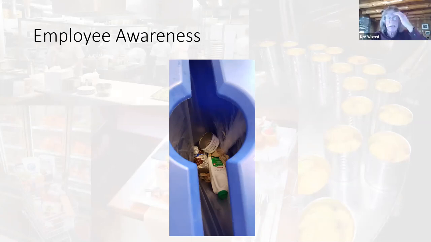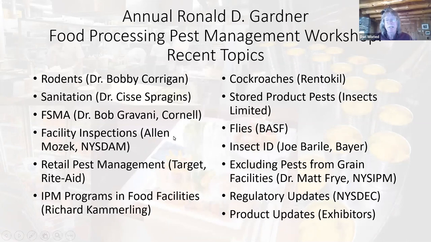So next slide. Very briefly, I want to mention we run an annual food processing pest workshop named after Ron Garla. A lot of people may know, he's recently retired. These are some of the recent topics and speakers we've had. We hold it typically in February in Rochester. This coming year, we're going to be doing it virtually.